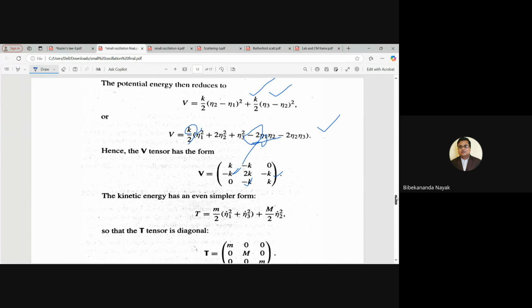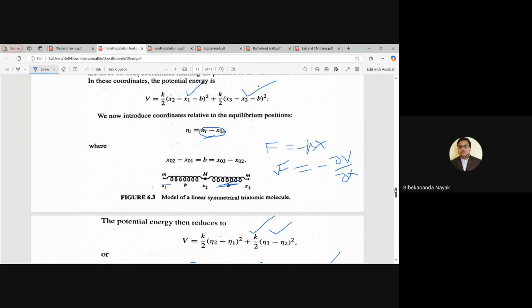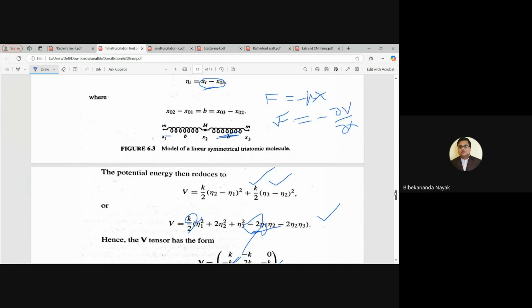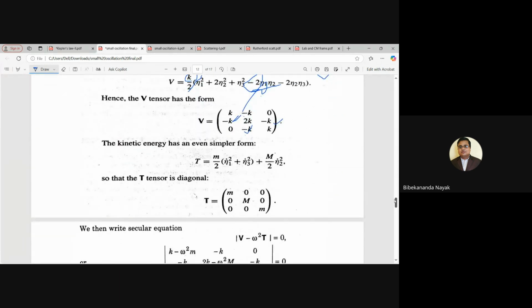Again, the kinetic energy for this system is half m x dot square, but there are two small masses and one capital mass. So half m x1 dot square, half m x3 dot square, capital M x2 dot square. Or you convert to eta 1 dot square, eta 3 dot square, eta 2 dot square. From here, how do you get the component? Here only the component of eta 1 dot is m. So half Tij eta dot square, where Tij is the matrix. But there is no product term, so all product terms will be 0. Only the same terms: eta 2 term capital M, eta 3 dot small m.